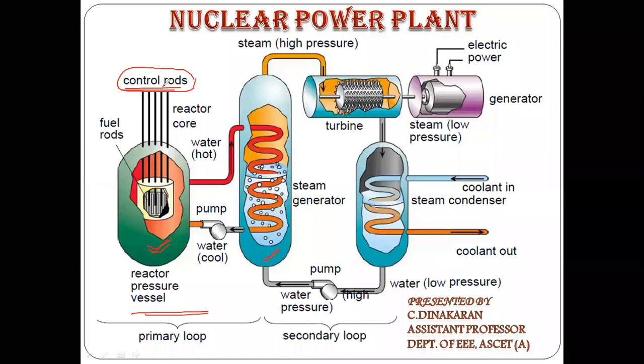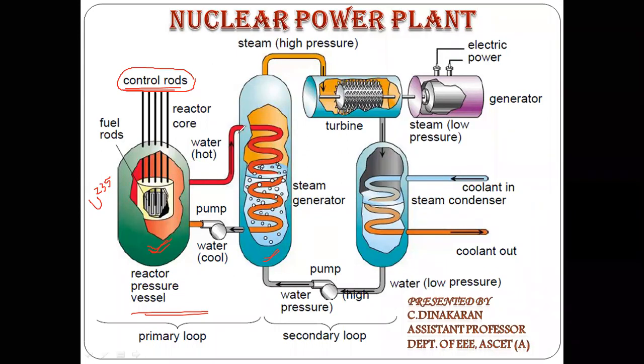Here the material used for the control rod is boron or cadmium. In the nuclear reactor, the fuel used is uranium, thorium or plutonium. Mostly in nuclear power plants, the fuel used is enriched uranium, that is uranium 235. The fission process takes place due to the chain reaction.